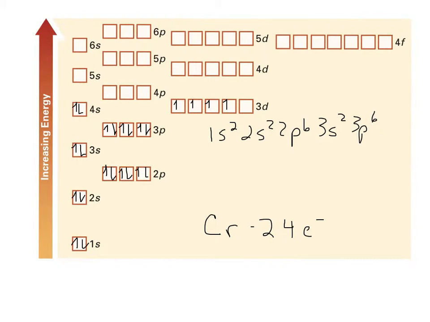When I write my final answer, I want to get all my 1 levels together, all my 2s, all my 3s, all my 4s. So I would write the 3d, even though that's not the order it fills, and then 4s2, which barely made it on the screen. That's how we would think it'd be done.